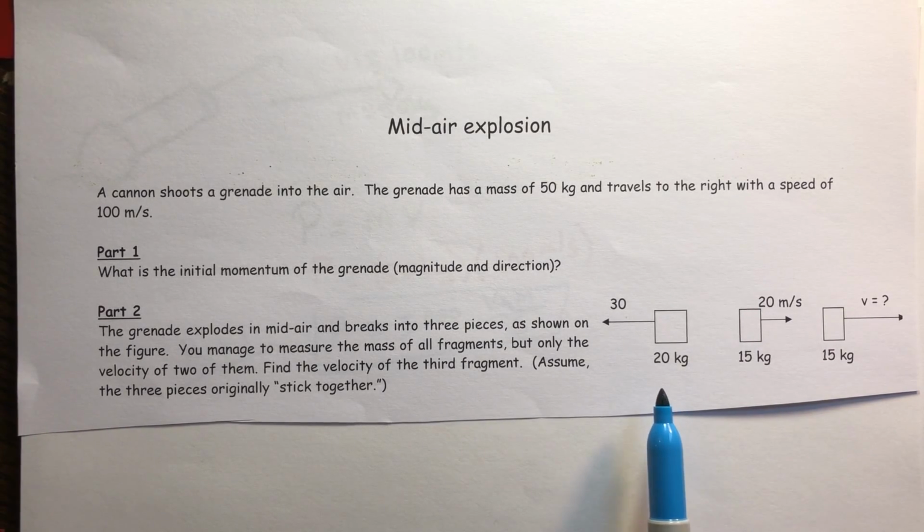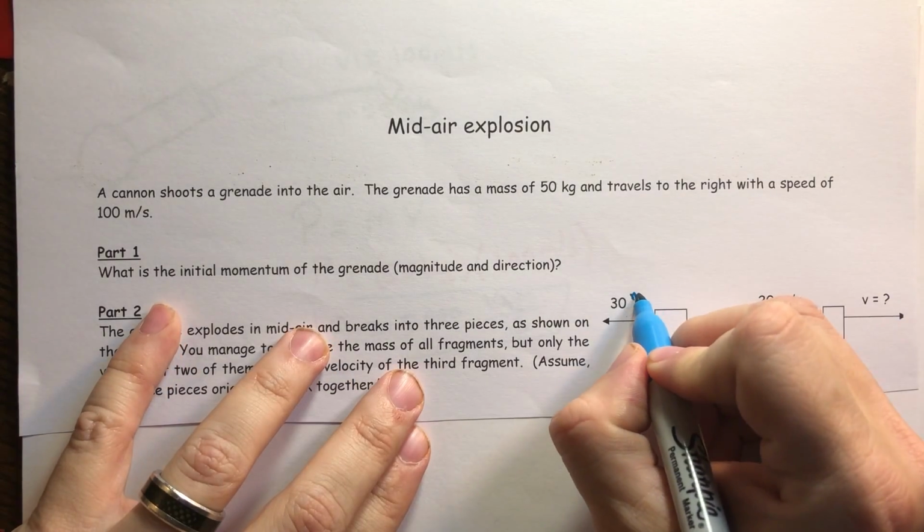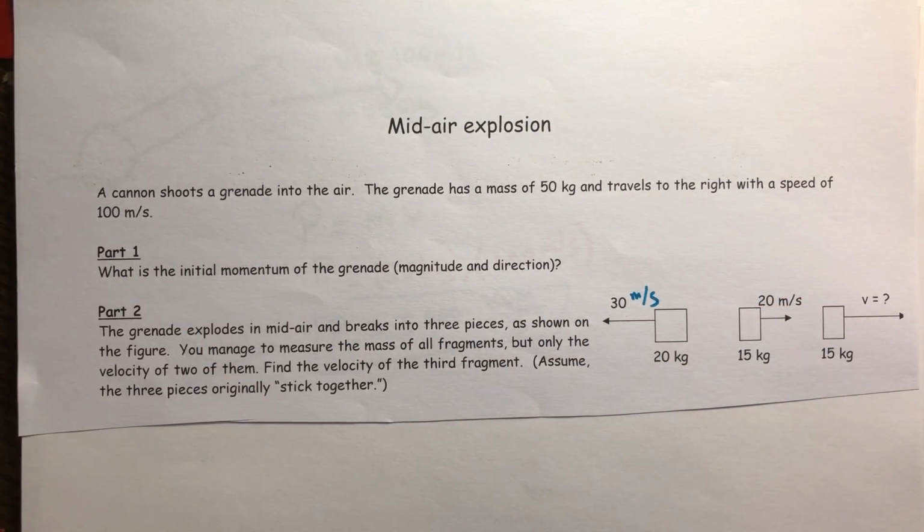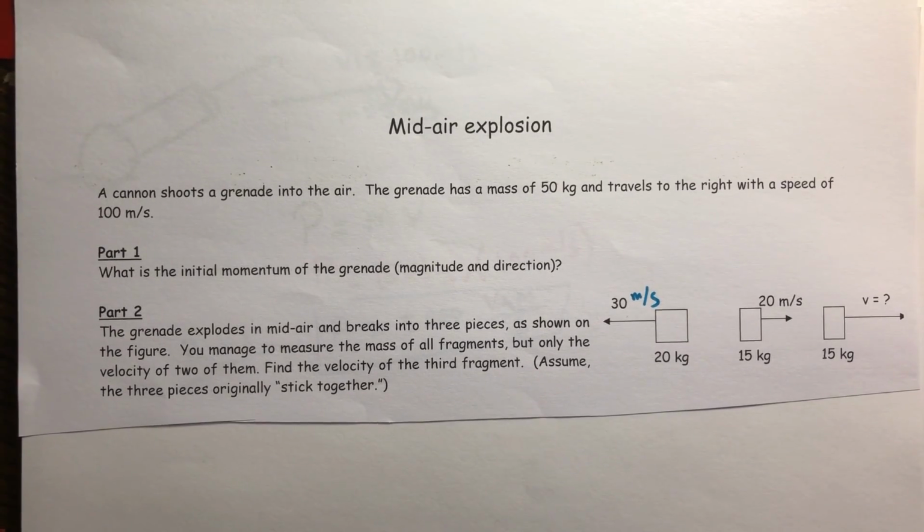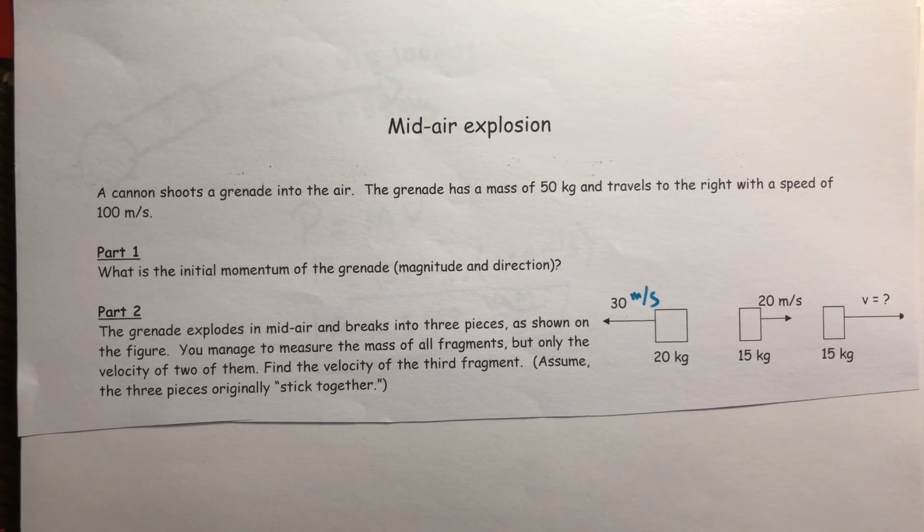So if you see, the mass of this one is 20 kilograms, moving with a velocity of 30 meters per second. The second one has a mass of 15 kilograms, moving to the right at 20 meters per second. And the third one has a mass of 15 kilograms, and I have it drawn to the right. We'll see if that's actually correct. So we want to find how fast that third one is going. We're assuming they're all stuck together at once, and they explode into 3 different parts.